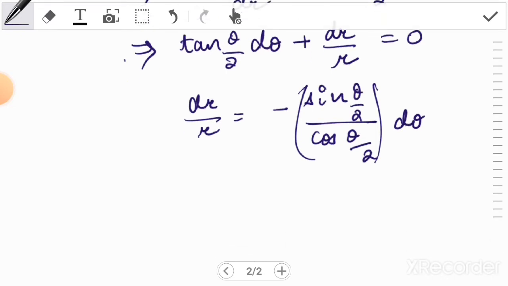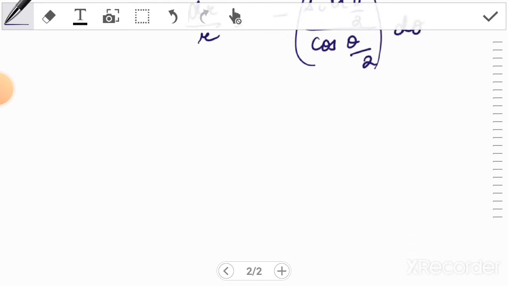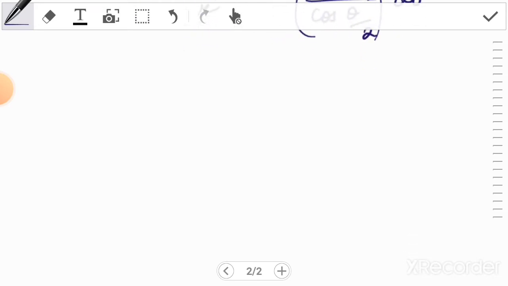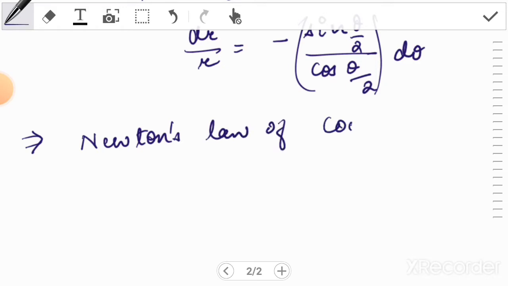Then there are physical applications such as motion of a boat across a stream, resisted motion, or atmospheric pressure, etc. Then we use differential equations in electrical circuits. Next is Newton's law of cooling.